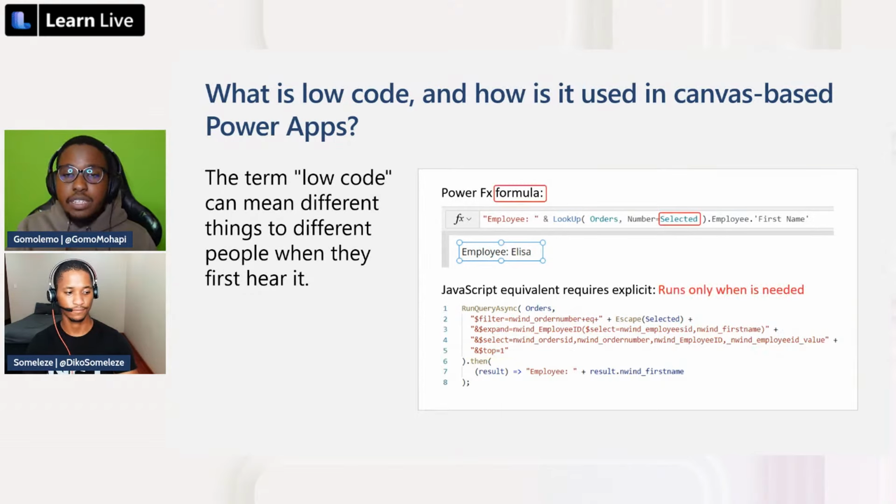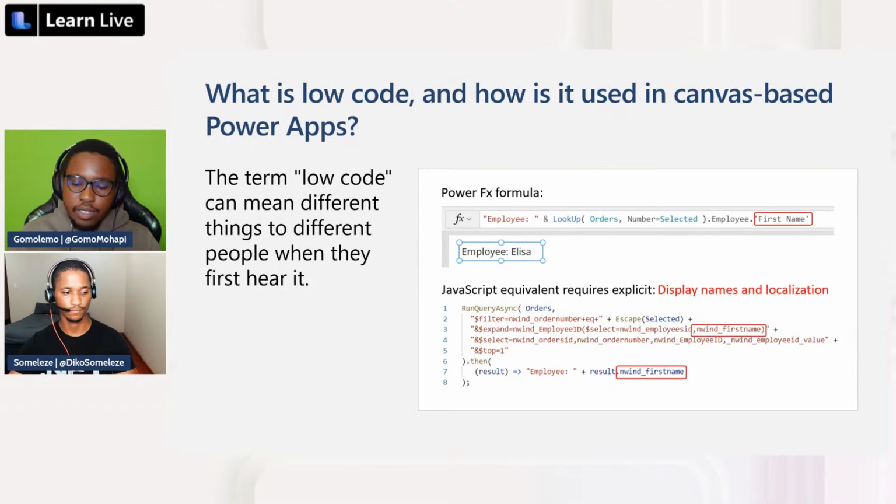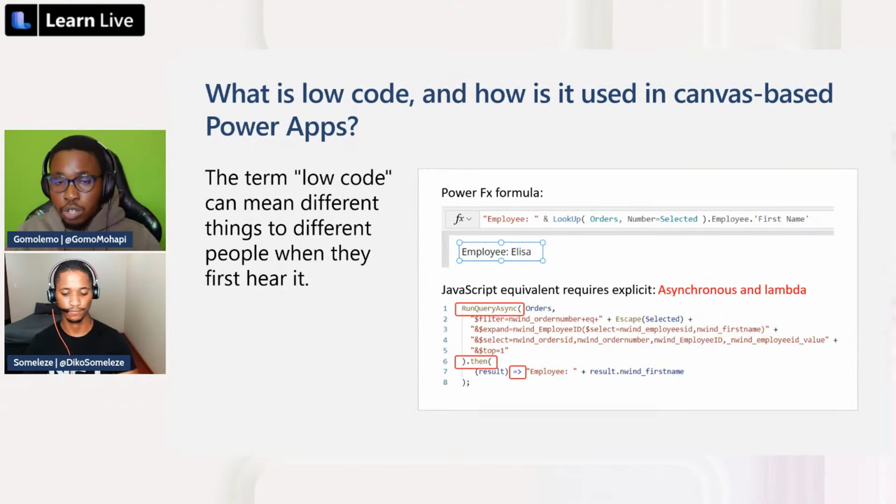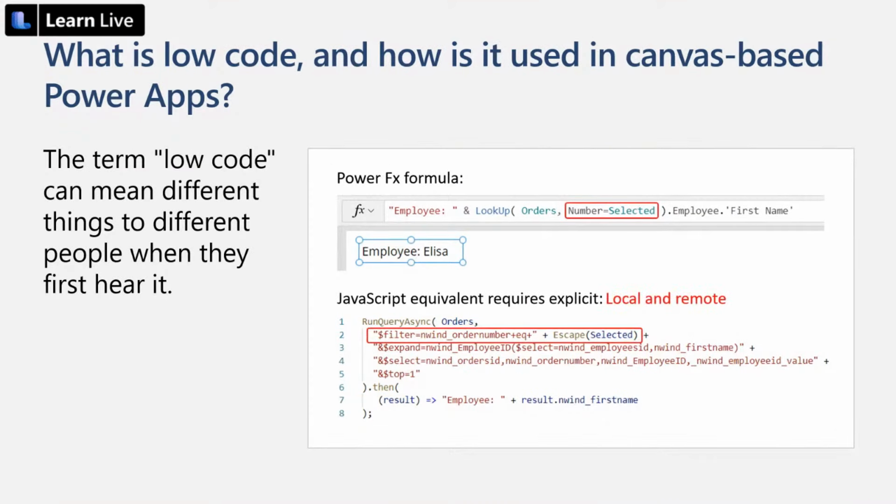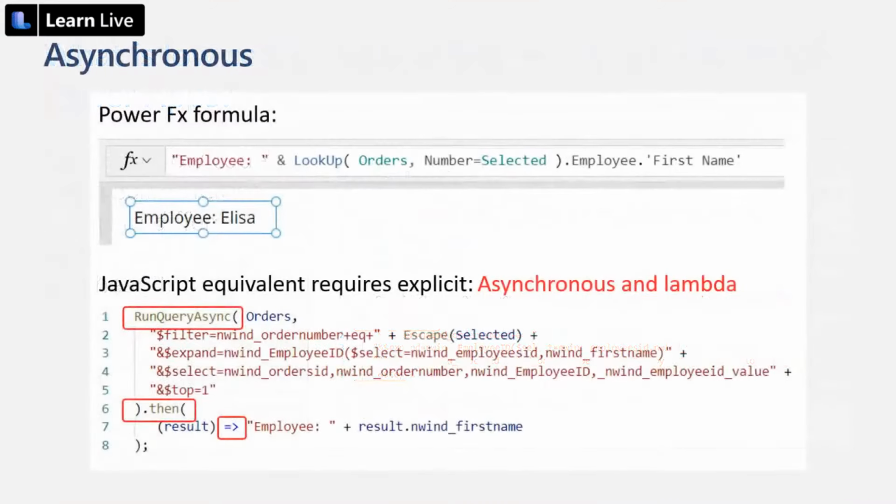In Canvas-based Power Apps, the low-code scripting language tool is Power FX. That is the language we will be learning and using throughout this module to build our app. However, let's look more in depth at all the things that Power FX will be doing for us and the freedom it has to optimize through low code.